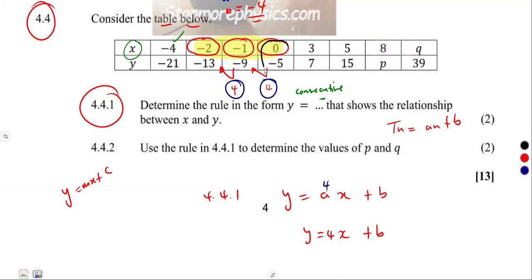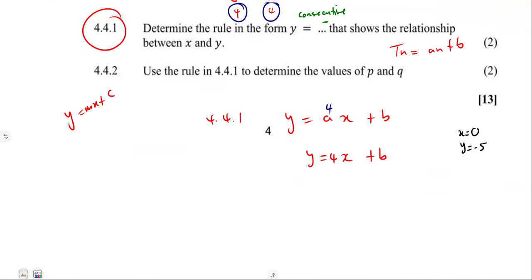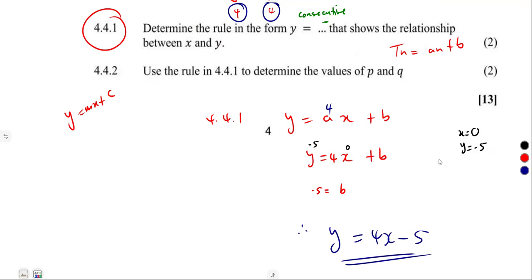When x is equal to 0, y is equal to minus 5. I'm going to use that. x is equal to 0, y is minus 5. You use any one of your choice. So where x is 0, y is negative 5. So it follows that b is equal to negative 5. So therefore, y is equal to 4x plus b. Our b is negative 5. So that is what you are going to have at the end as the rule, all right?